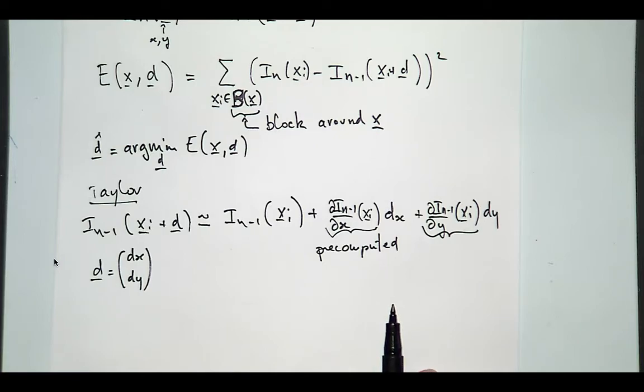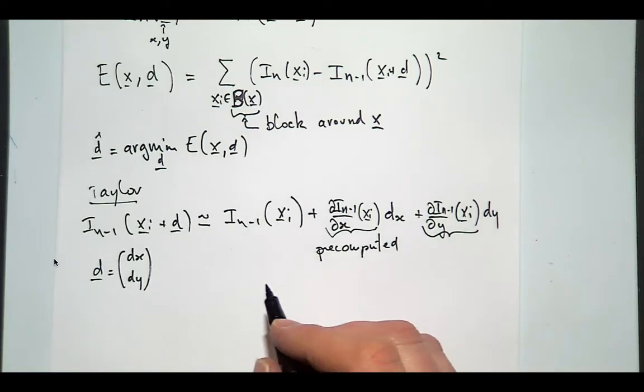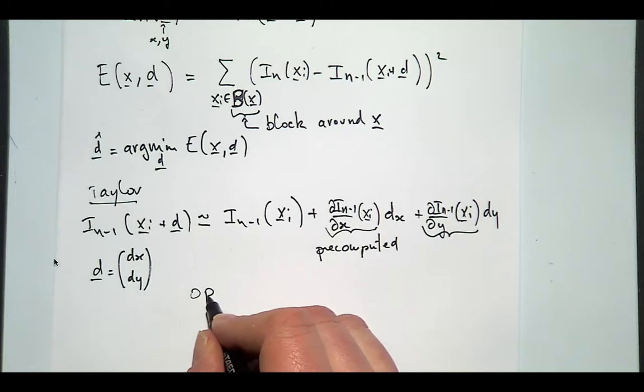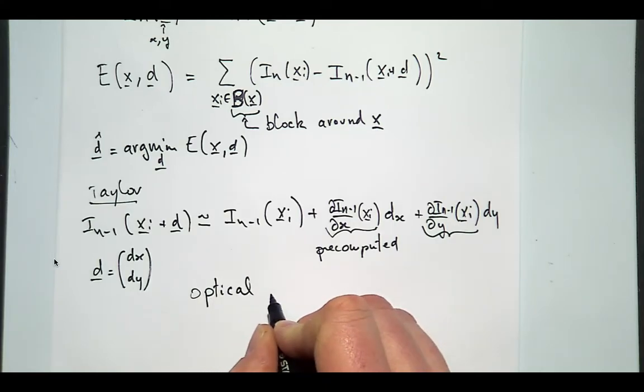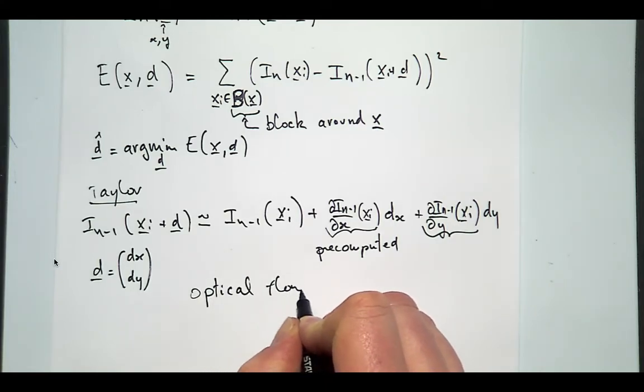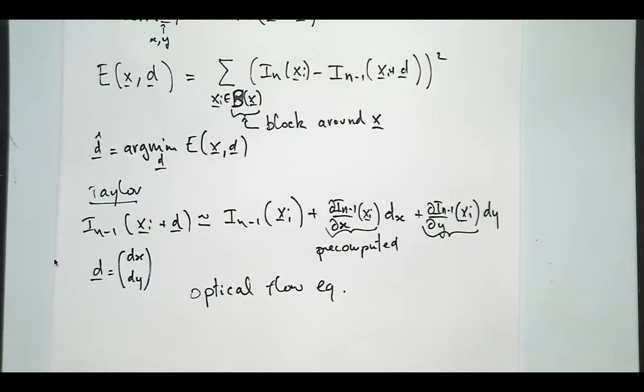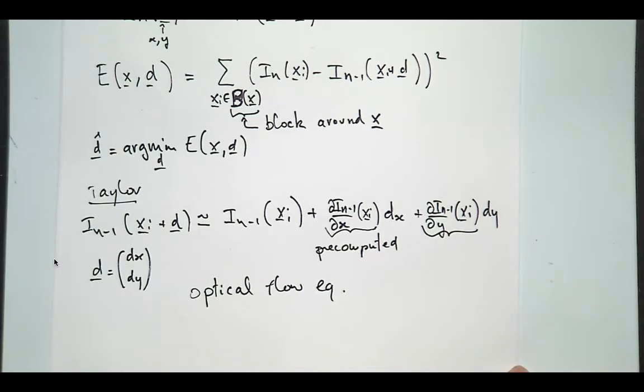And this expression has a name. It's called the optical flow equation, or the flow constancy, but there are different names for that. Yes?